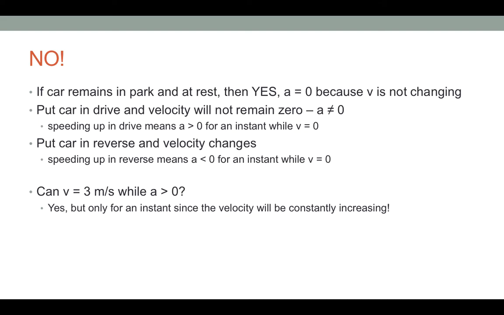But note, there's nothing really special about a velocity of zero. One can say the exact same thing if the velocity happened to be 3 meters per second. It can only have a velocity of 3 meters per second while having a positive acceleration for a split second, because an instant later, it'll be moving faster and will no longer be moving 3 meters per second.